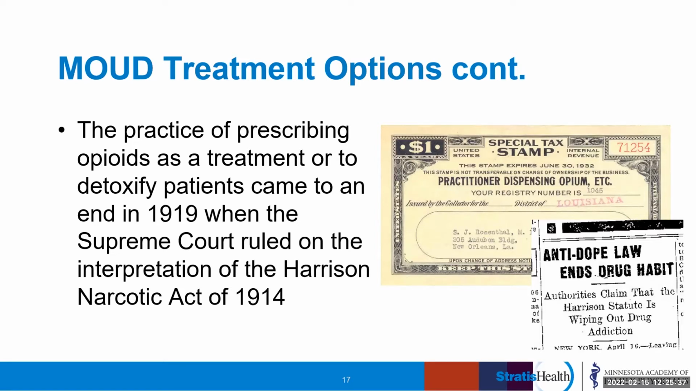But the practice of prescribing opioids as a treatment or to detoxify patients actually ended in 1919. And that's when the Harrison Narcotic Act of 1914 took effect. Prior to that, you could treat people with an opioid use disorder with an opioid, and that was considered normal. And actually, in our world, we cannot even treat somebody in withdrawal with a full agonist opioid other than methadone. And of course, you have to have a special license for that. So understand that in some countries, for instance, Canada, you can actually give somebody an opioid that's in withdrawal, and that's considered okay, whereas in our country, it is not, specifically because of the Harrison Narcotic Act.